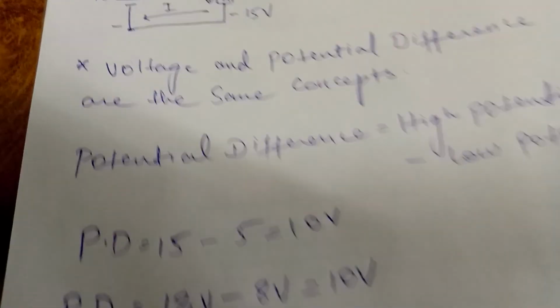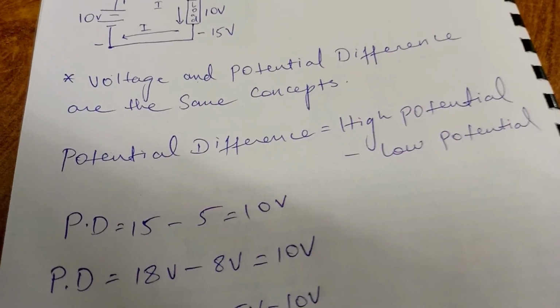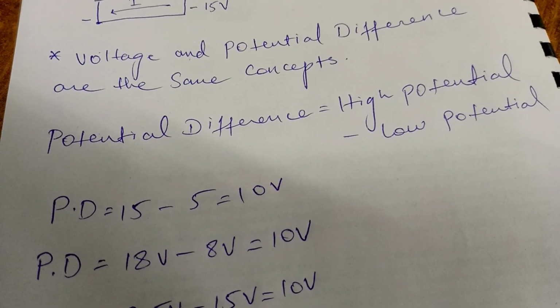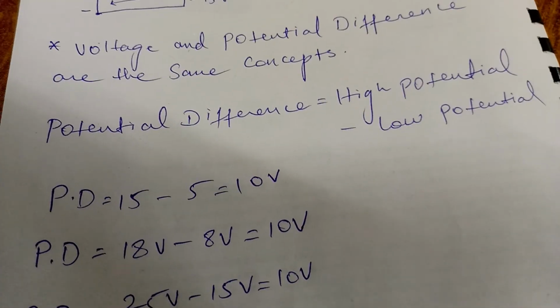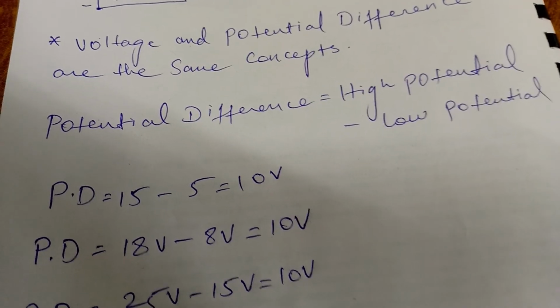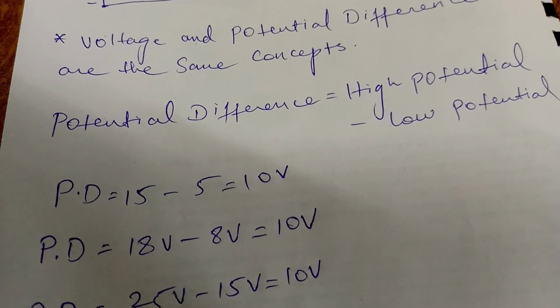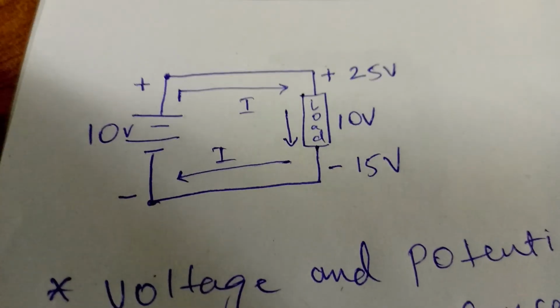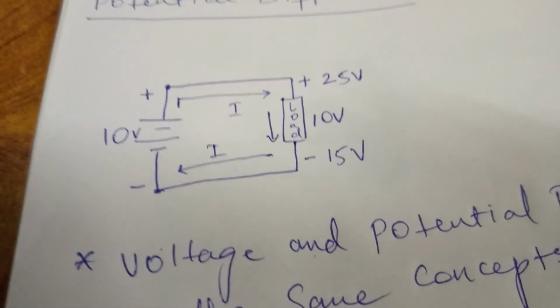And what is the definition of voltage and potential difference? Voltage and potential difference are the same concepts, and the definition is when you subtract low potential from the high potential, you will get voltage, you will get potential difference. The standard unit of voltage, potential difference, and electromotive force is volts.